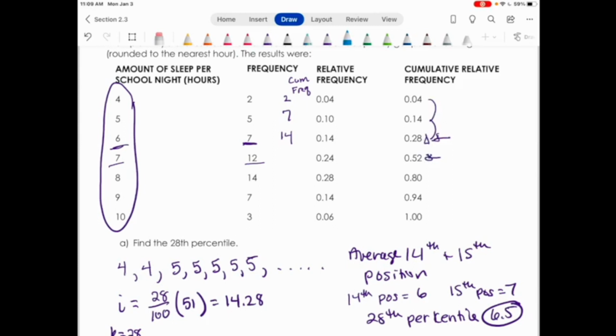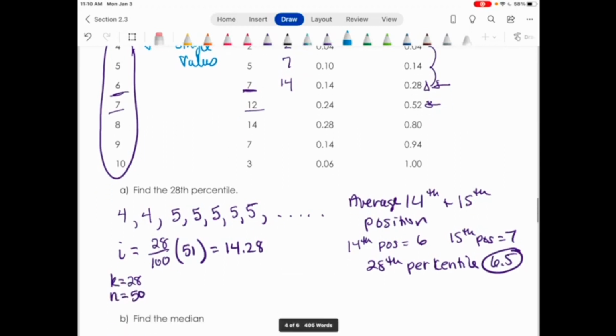This method is only going to work if your frequency chart has single values in each of your bins. If this was a range of values, say between 4 and 8 or between 5 and 10 or something like that, you wouldn't know what the values were that lie on that interval unless the individual data values were given to you. Because it's individual values, we know what they are. So keep that in mind, that you can only use this trick if those are single values in your bins.